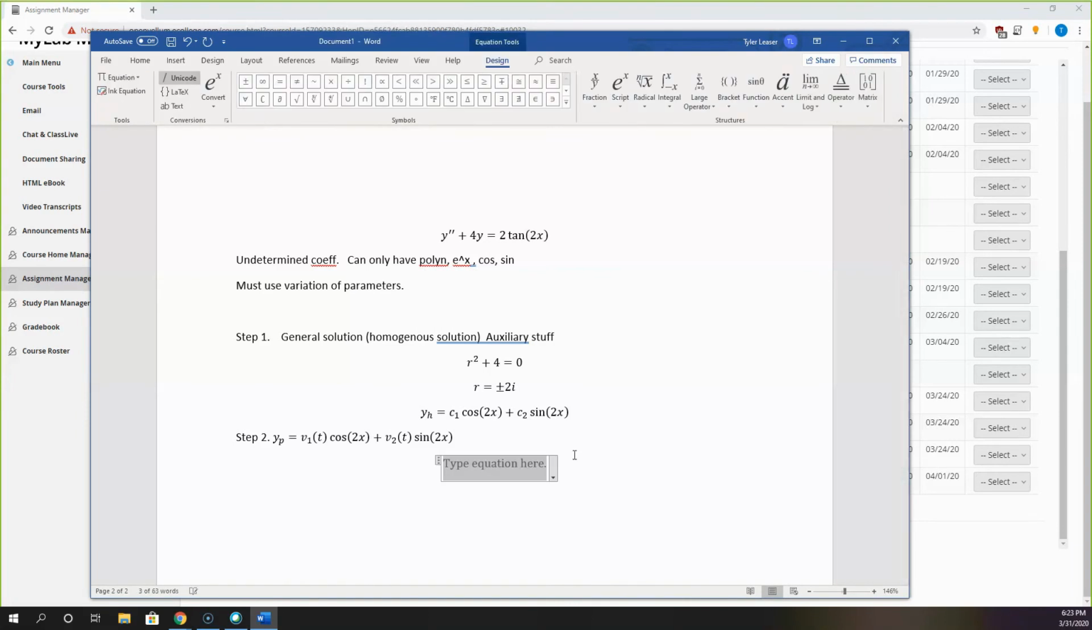The reason we do that is after we plug that back in, and you can skip all of those steps, you're going to end up with that system of equations. Might as well just have this written down somewhere in front of you. So it's v1 prime y1 plus v2 prime y2 is equal to 0. And then the other formula, v1 prime y1 prime plus v2 prime y2 prime, and that is equal to whatever the function is on the other side divided by a. Our a is just 1, which means that this is going to equal the 2 tangent 2x.